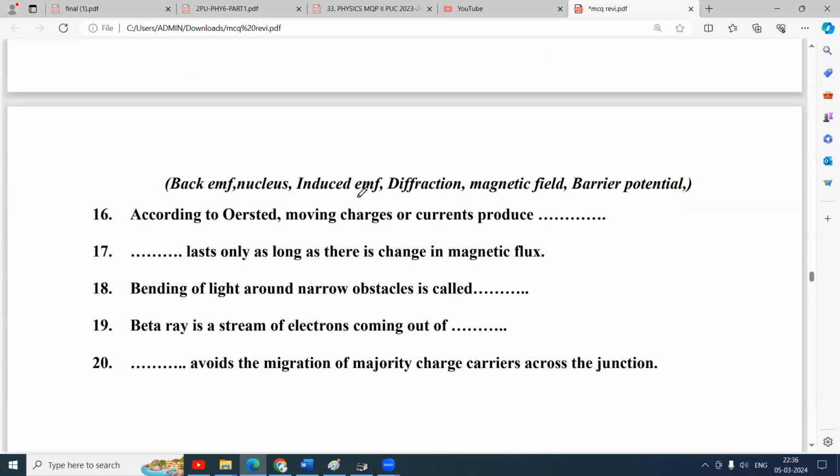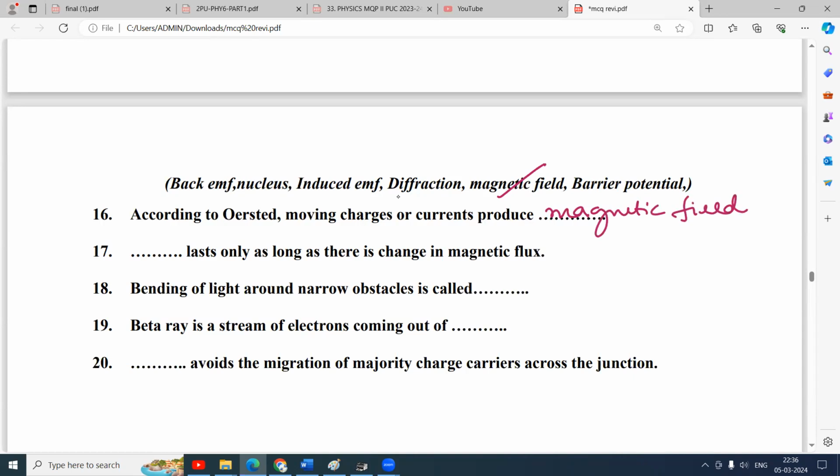Okay, we will do the fill in the blanks questions. According to Ørsted, moving charges or current should produce magnetic field. So any current carrying conductor produces a magnetic field. Moving charges produce magnetic field.